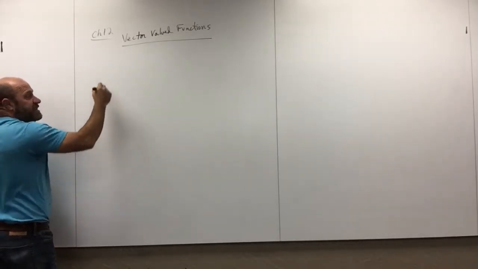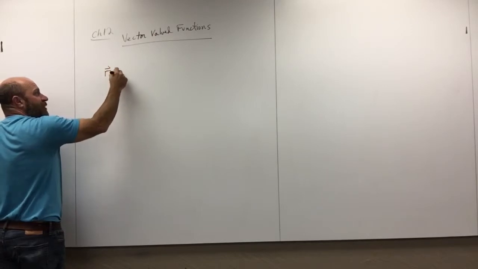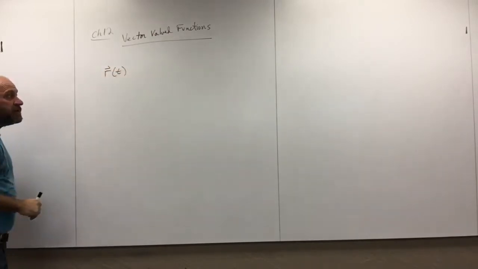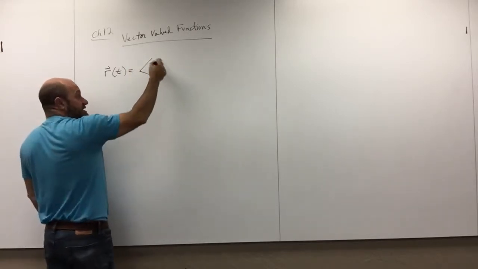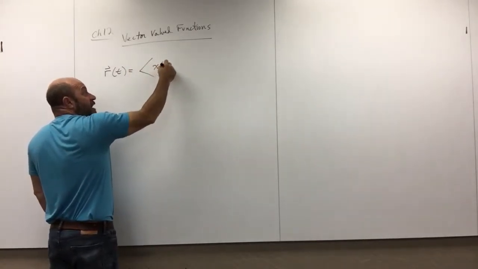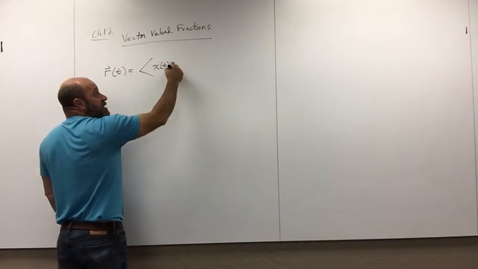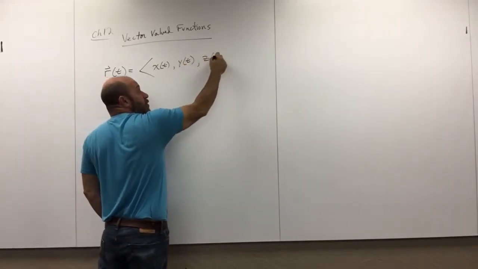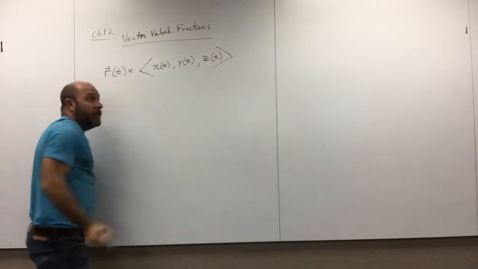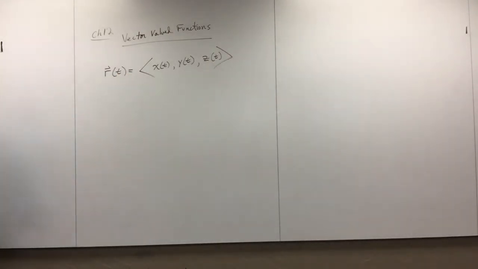Our notation is this. We have a vector-valued function, r of t. It's a vector. Its x component will be an x function of t. Its y component will be a function of t, and its z component will be a function of t. What's definitely brand new here is we're going to have vectors. We're going to have vector-valued functions.